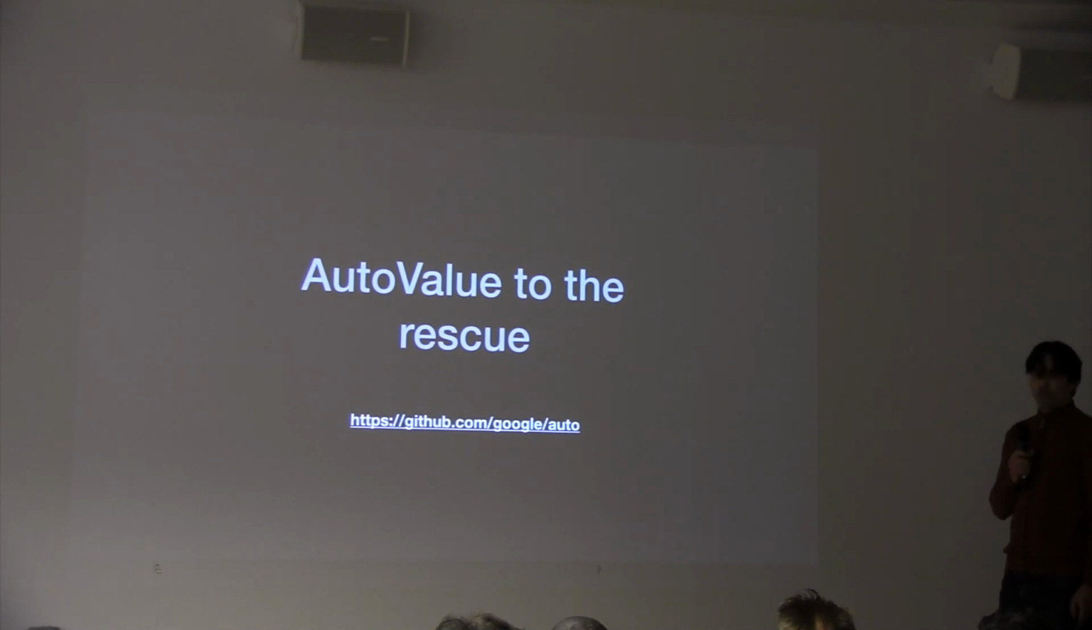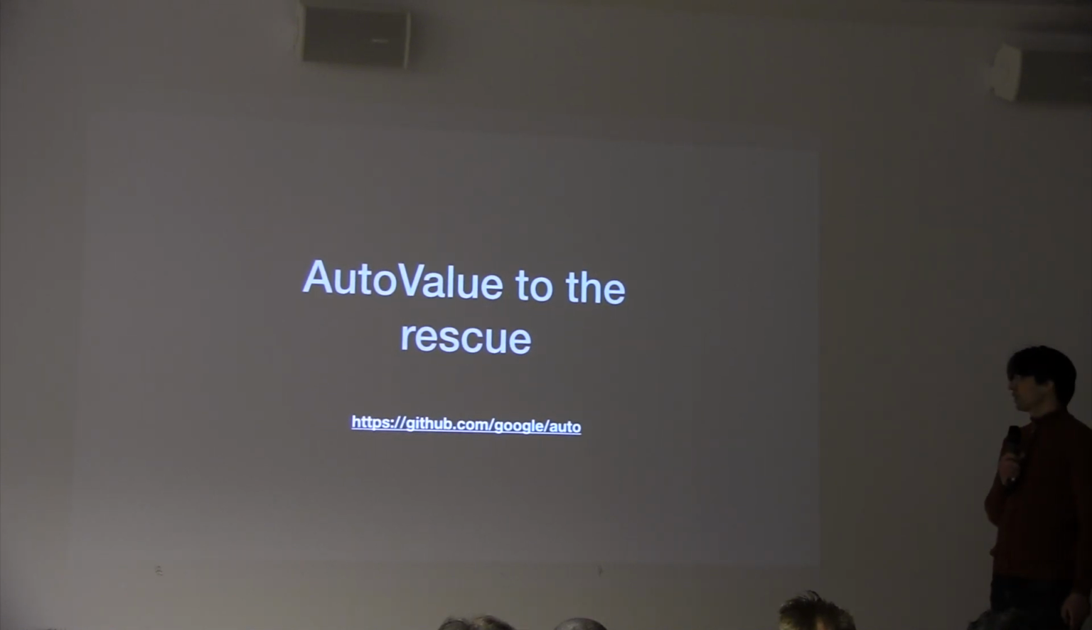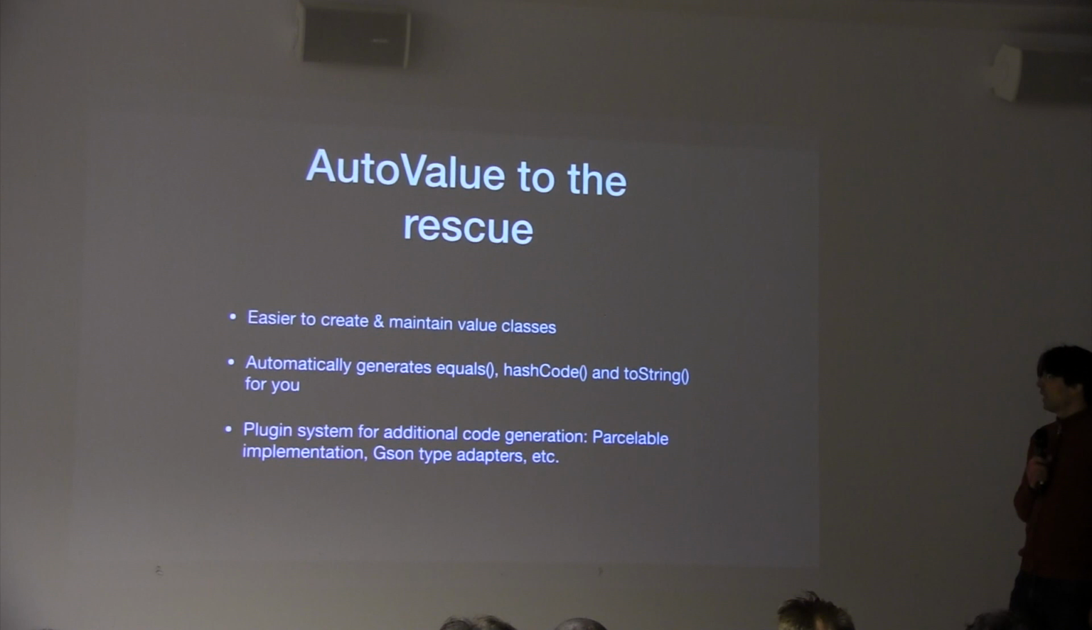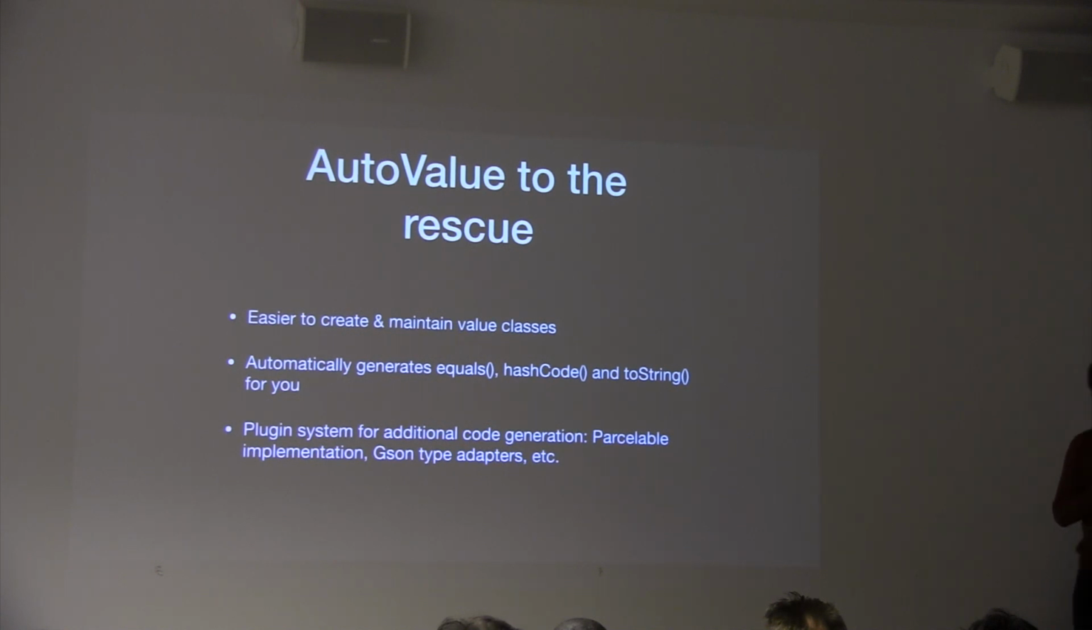So that's where AutoValue comes in, and AutoValue is a library provided by Google. It basically makes it easier to create and maintain these kinds of classes. What it does is generate this code of equals, hashCode, and toString for us, and also provide some of these basic checks that we have been discussing. It also has a plugin system for additional code generation. So with plugins, we can, for example, get Parcelable and JSON type adapters generated for us.